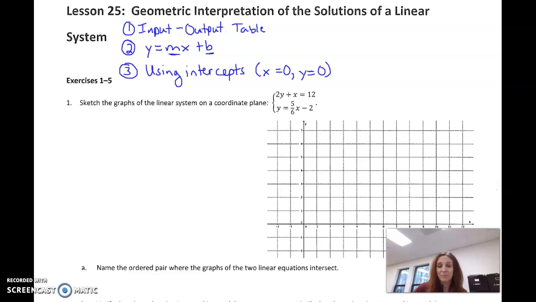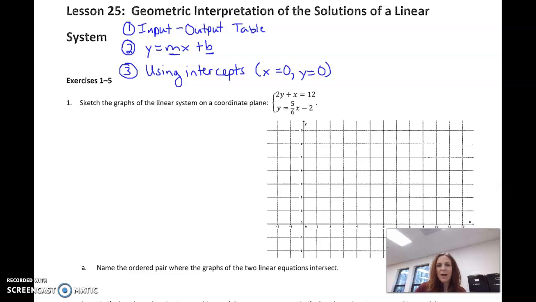Now let's talk about a system. Okay, remember, a system is just two or more equations that are dealing with the same thing at the same time. Okay, so here's our system. We have 2y plus x equals 12, and y equals 5x minus 6x minus 2. So you're going to go through the process twice using this to graph it.